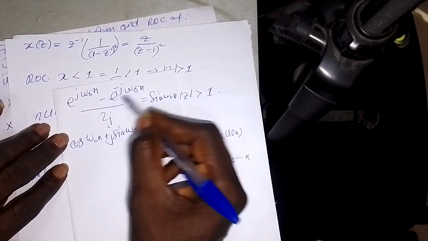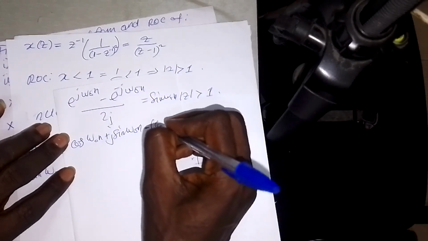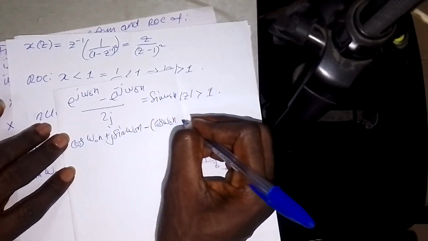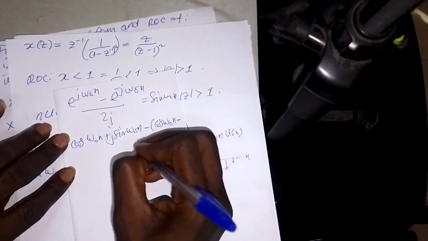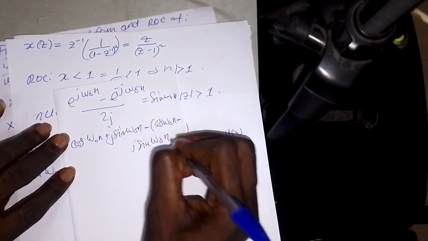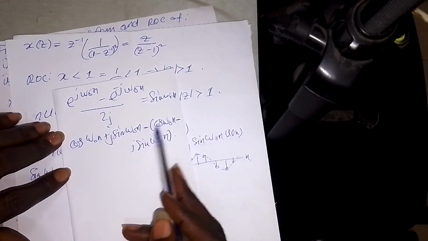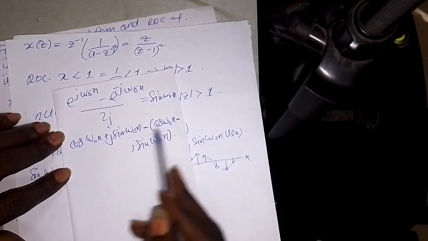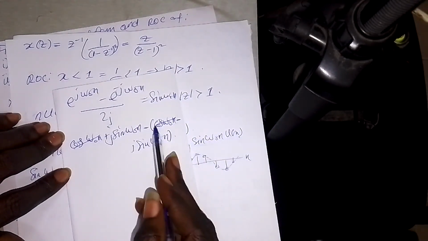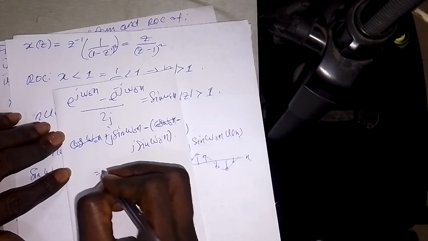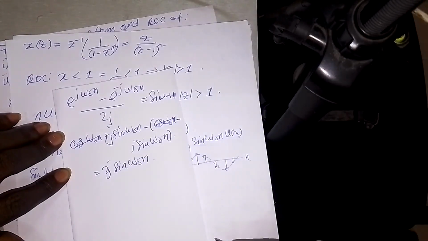So this one means you're going to have minus cos ω₀n minus j sine ω₀n. Now if the negative multiplies through, this cos and this cos will cancel each other. The sine term becomes positive, because the negative makes this one positive. So now we get 2j sine ω₀n.